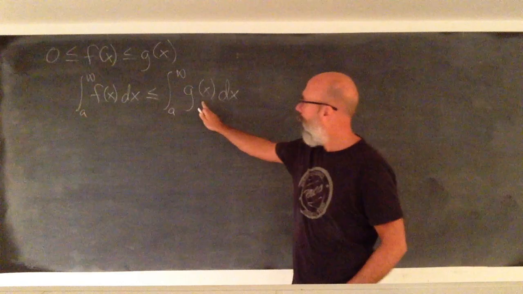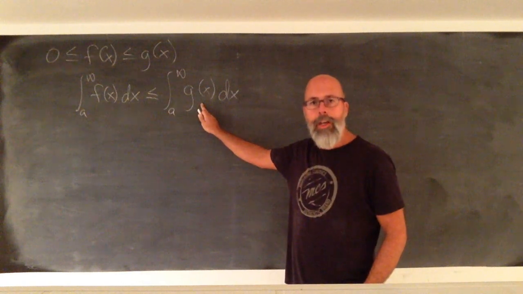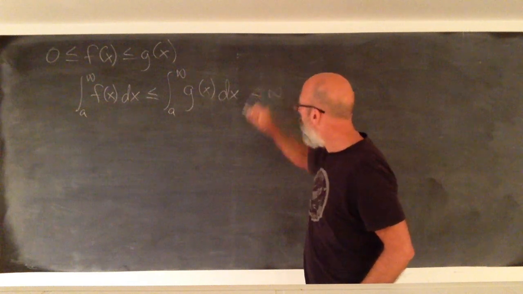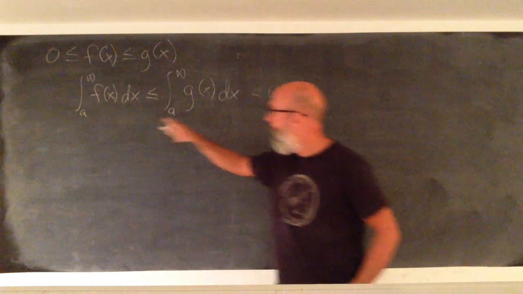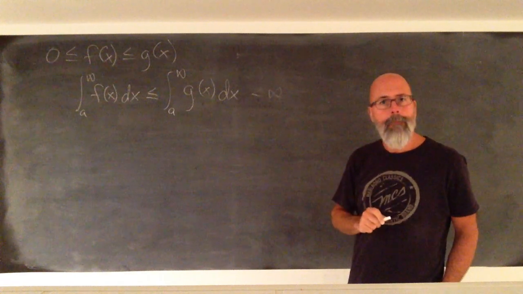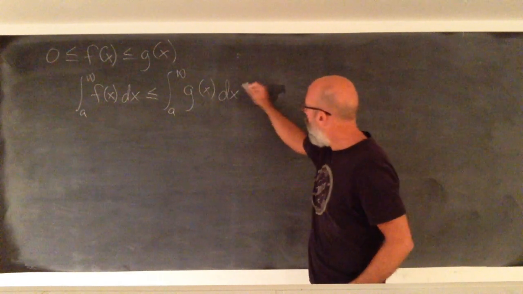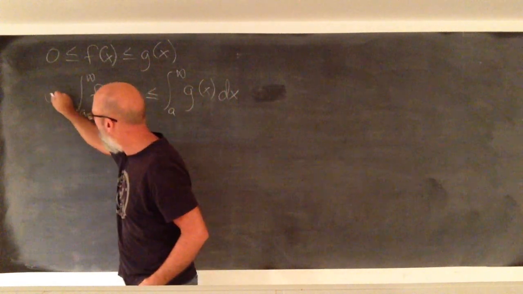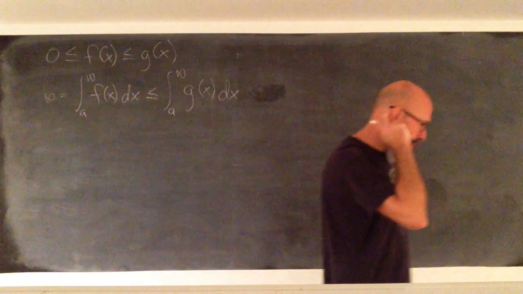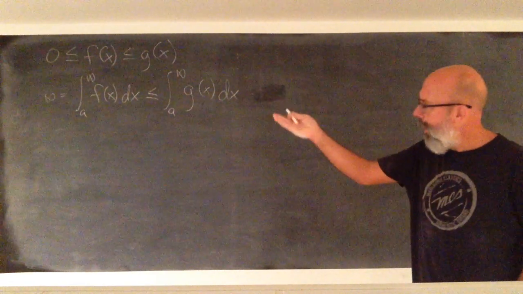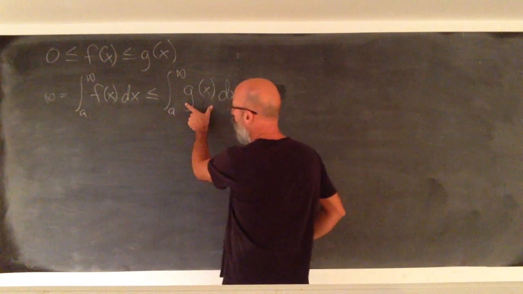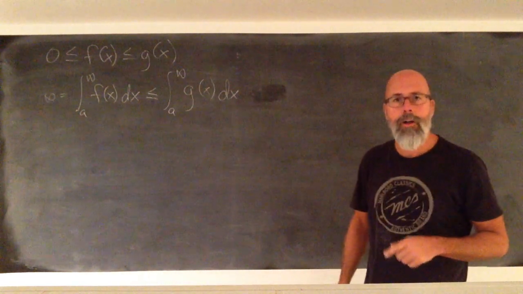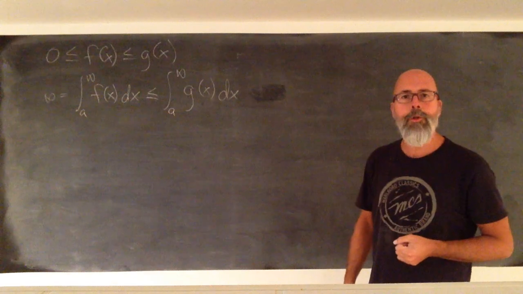And consequently, if the integral of the large function converges, in other words, if this is less than infinity, the integral of the small function will be less than infinity. Conversely, if the integral of the small function is infinity, in other words, if the integral of the small function diverges, then the integral of the large function, which is bigger than or equal to infinity, must be infinity as well. So the large one must diverge.